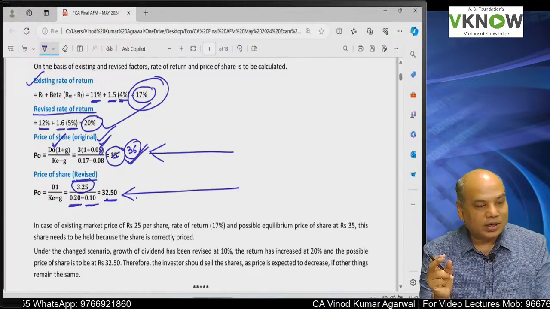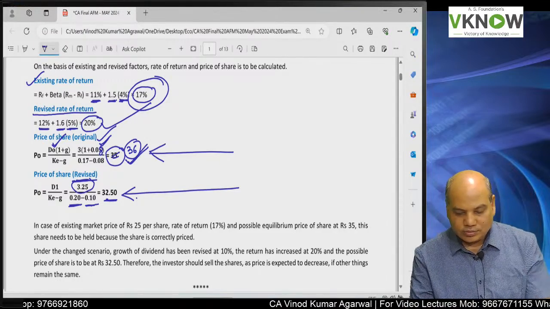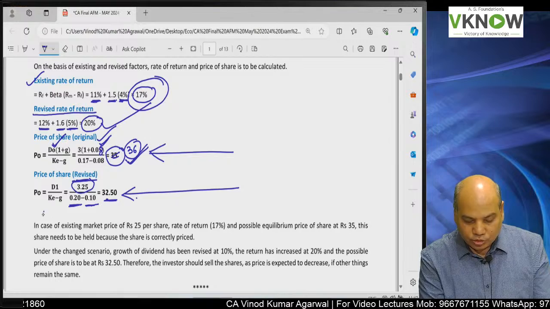There may be some minor calculation error because we have prepared this in a hurry, but please take care of the calculations yourself. Now I am going to give you a note.